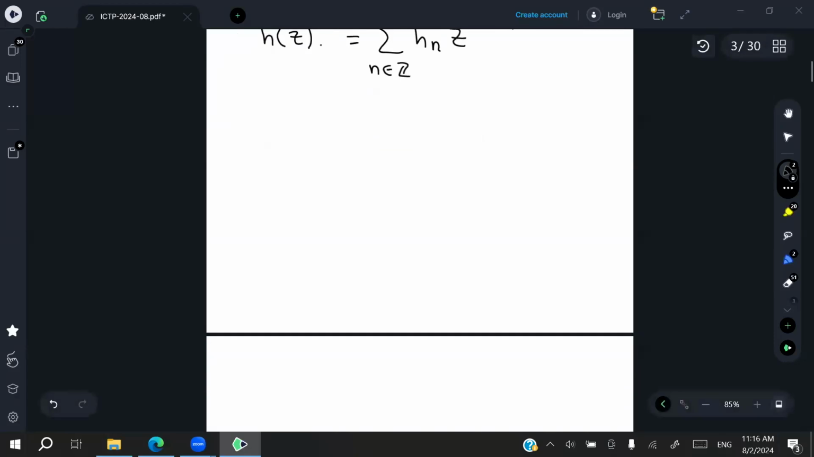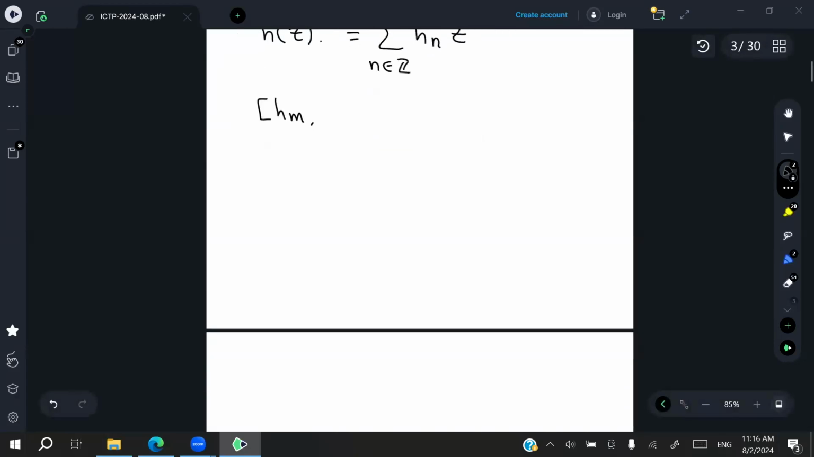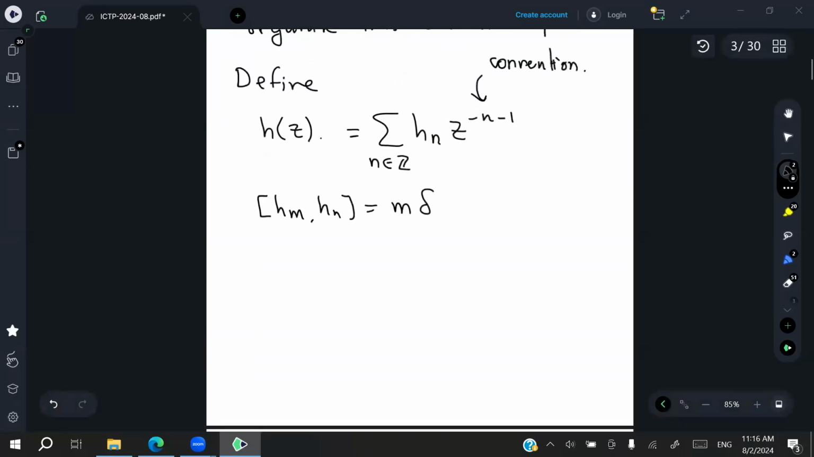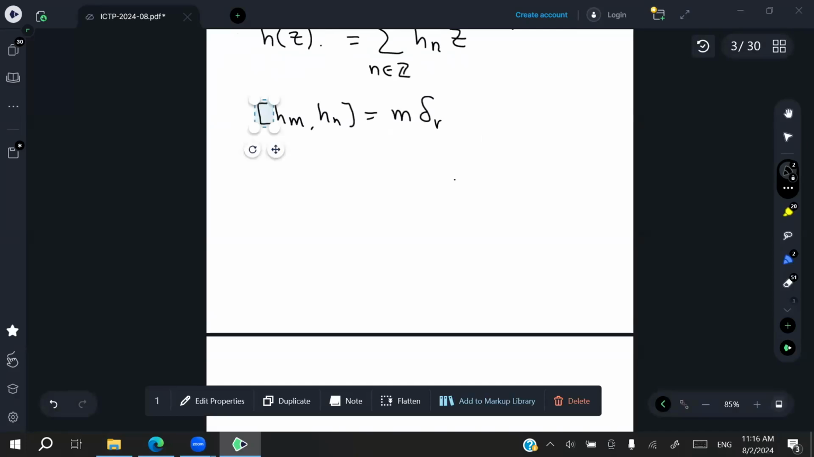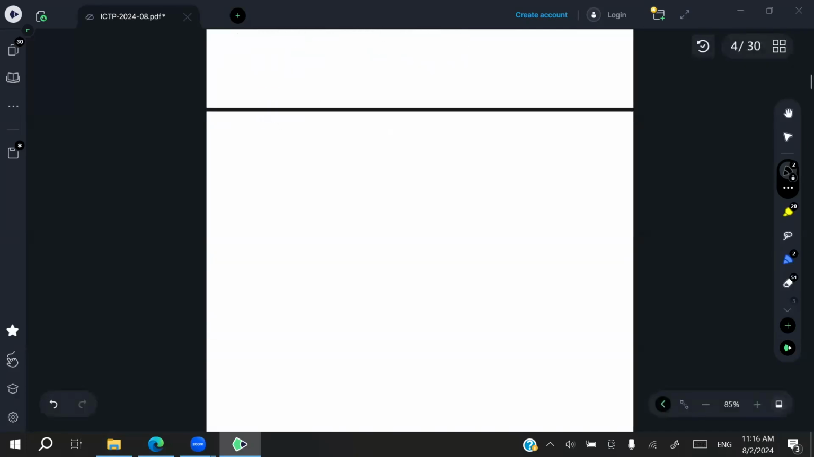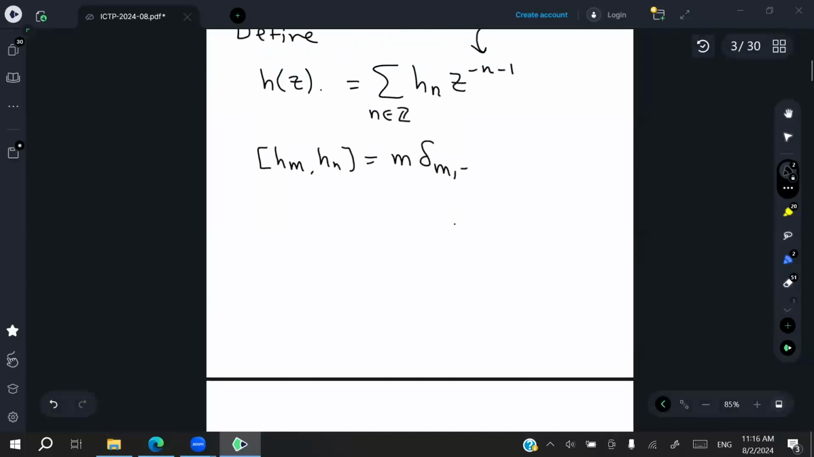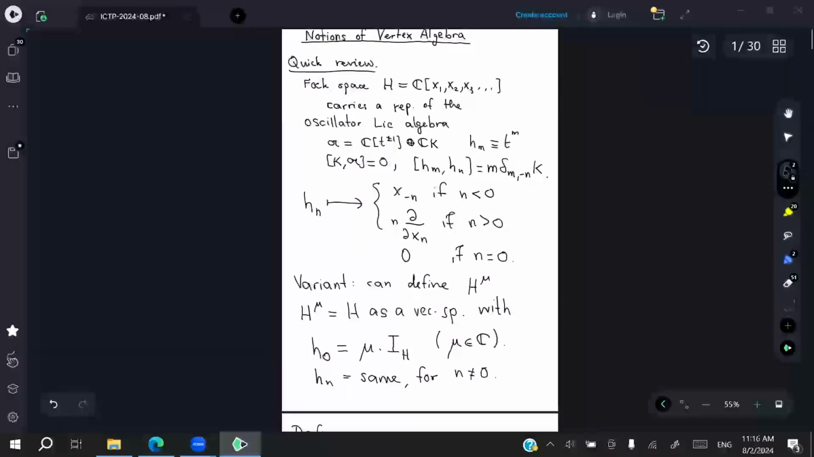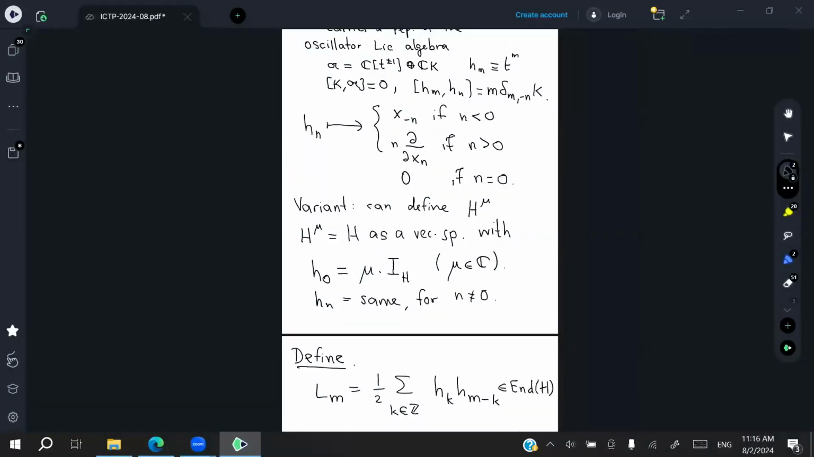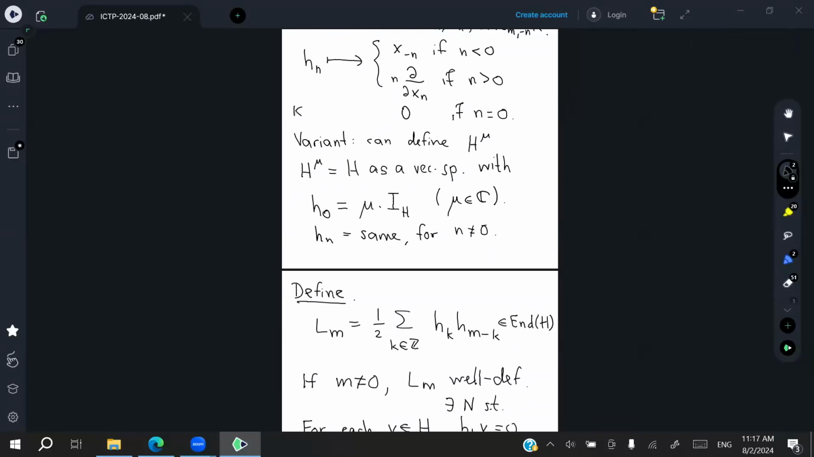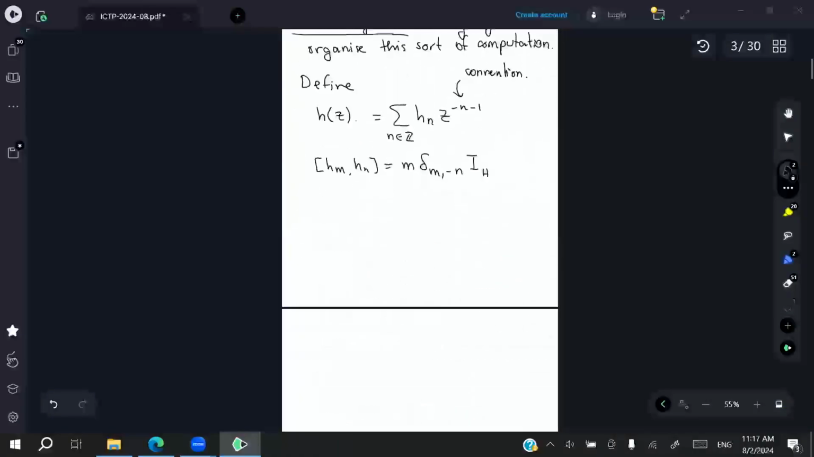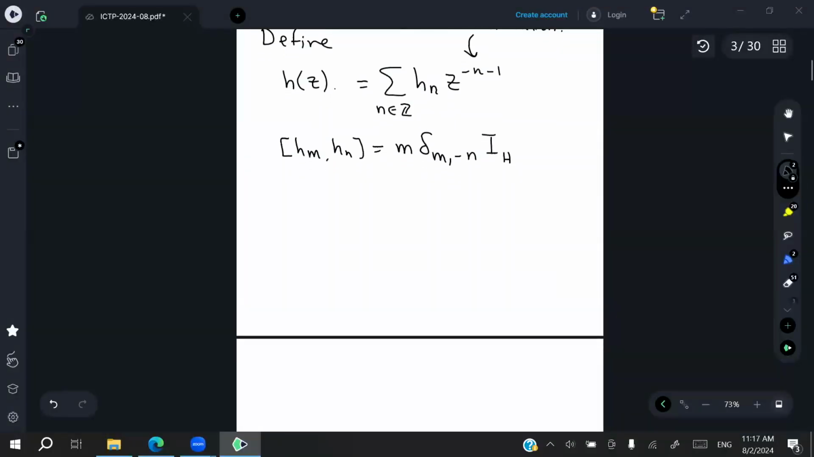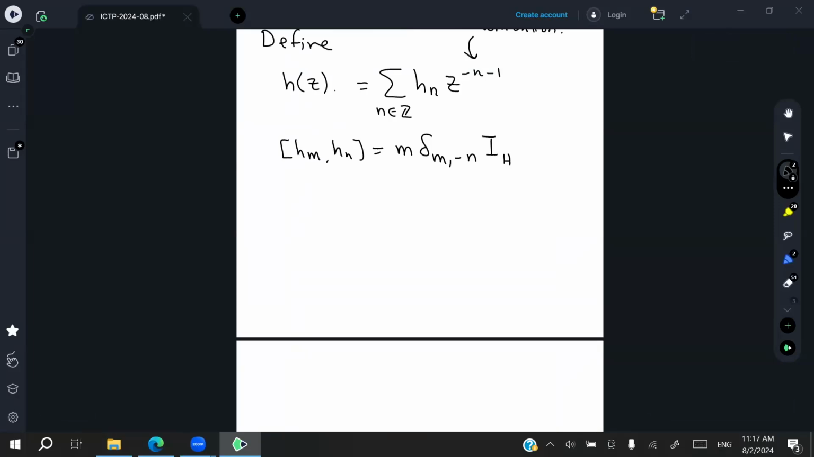Okay. Now, we know that h_m and h_n have this commutation relation. So actually earlier on I should have mentioned also that the central term k was sent to the identity operator on h. So now let's see what happens if we re-express this relation in terms of the generating function h(z).